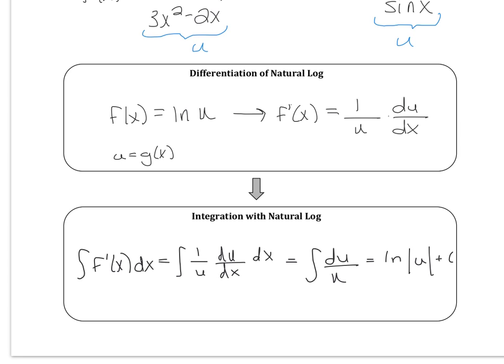So really, this right here is what we're looking for. If we see this pattern of a function on the bottom and its derivative on top, that's going to tell us that it's going to integrate to a natural log. And we'll see how this plays out in the next couple of examples.